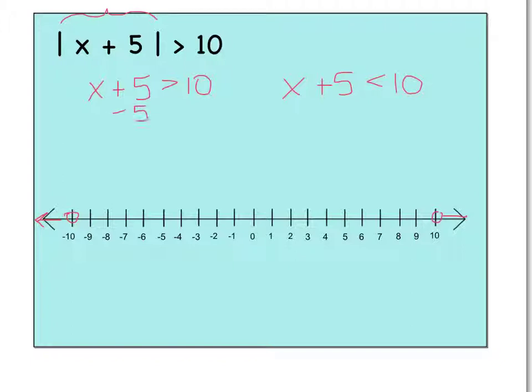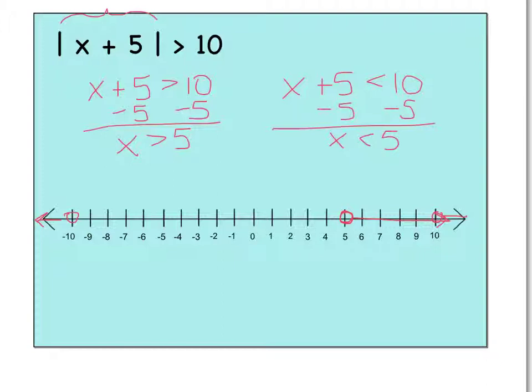So if we subtract 5 here, x would have to be greater than 5, so I'm going to go ahead and plot that. Subtract 5, and x would have to be less than... or this should be a negative 10, so less than negative 15, which isn't on here. So I'm going to go ahead and add negative 15.